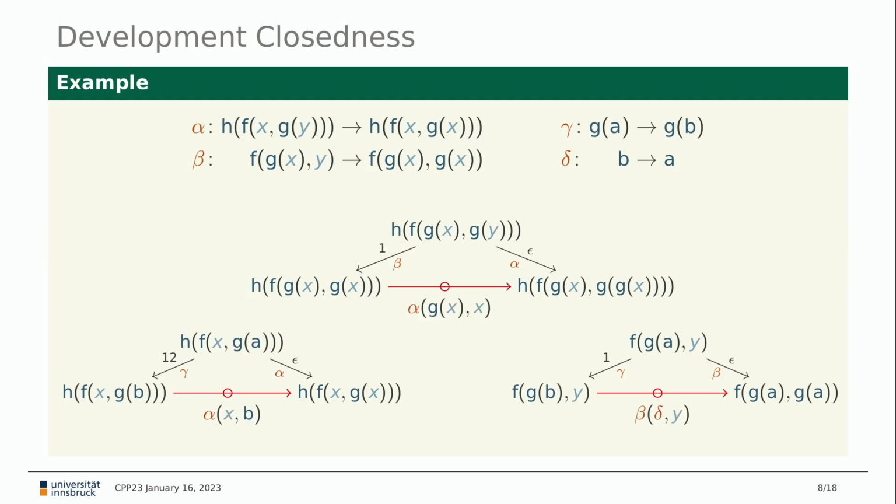So there should be a multi-step between each of these going from left to right, so the order matters. And yeah, this can be done for the system. So this is confluent by the development closedness theorem.